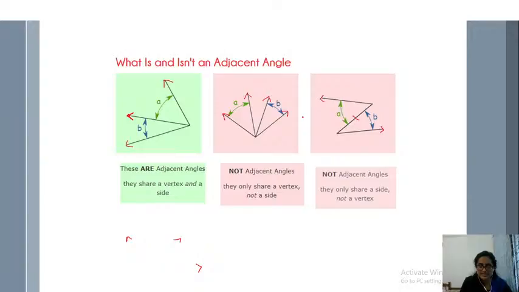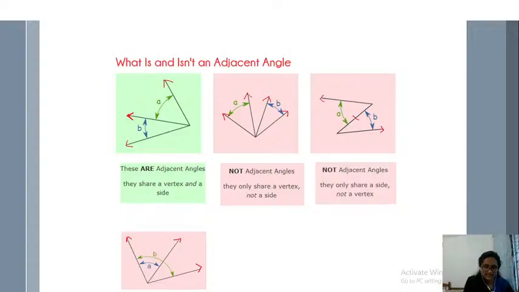And what about this figure? In this figure, we are having a common vertex, we are having a common arm. See, this is common to both the angles A and B. But what about the non-common arms? Are they lying on either side of the common arm? Is it in the middle? No, you can clearly see that the non-common arms are lying on the right side. So this pair of angles, angle A and angle B, are not adjacent. So whenever two angles overlap, we say that they are not adjacent.